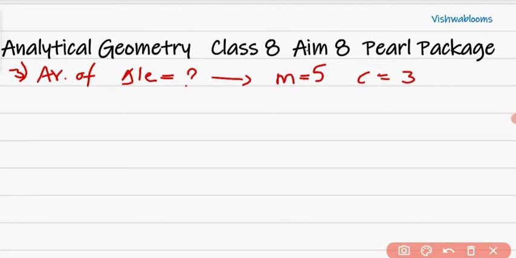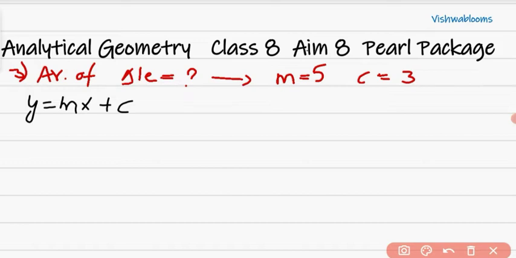Slope is being given and c is the y-intercept, as you all know. So these two are being given to us and we are supposed to make an equation and find out the area of this. So how do you find out? We have a formula, y is equal to mx plus c, in order to find out the equation for this.